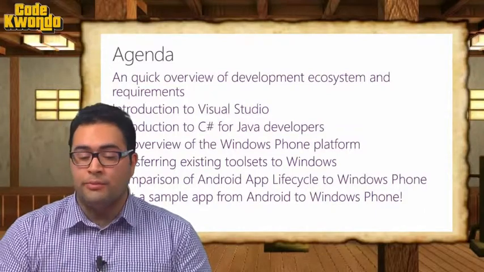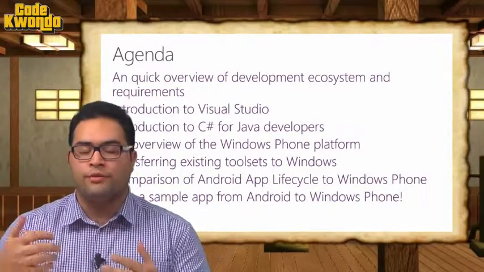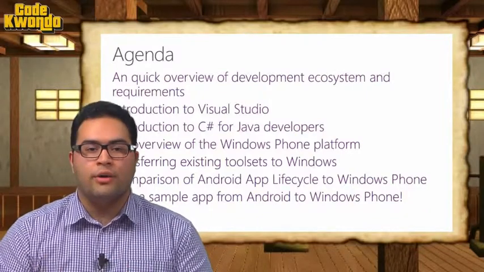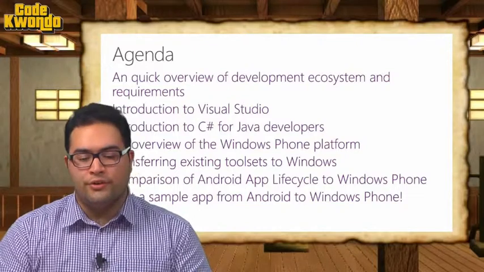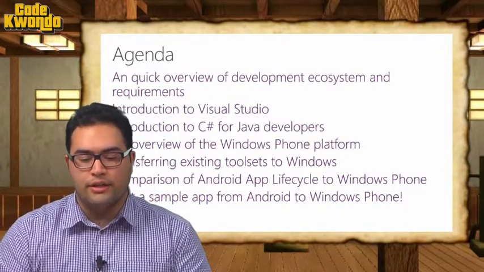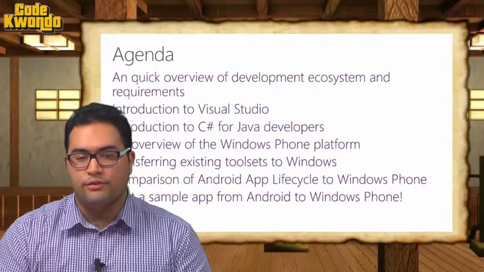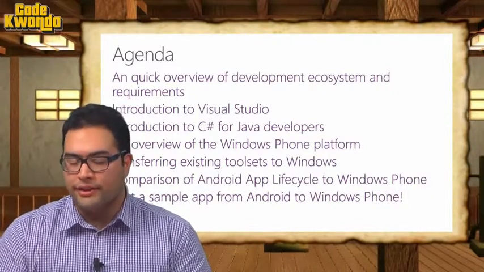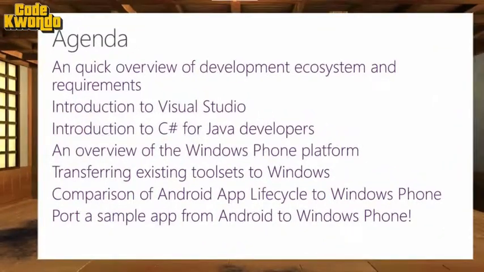Following that, we'll do a little bit of an overview of the Windows Phone platform as a whole, what's available, what are the features that you can use, what is the functionality that is there. We'll talk a little bit about transferring your existing tool sets to Windows. We'll do a comparison of the Android app lifecycle to Windows Phone. And finally, we'll actually do a small port of a sample app from Android to Windows Phone.